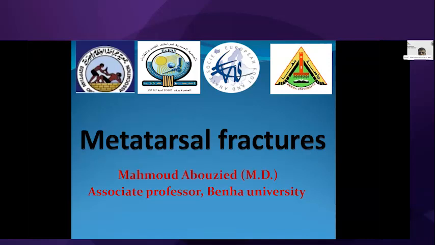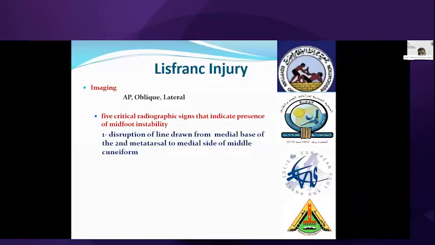We will talk about metatarsal fractures. We will show 2 items: the Lisfranc injuries and the metatarsal shaft fractures. The Lisfranc injury, the dilemma regarding the diagnosis of Lisfranc injury. So for diagnosis, you should keep in mind that in any foot trauma, you should suspect Lisfranc injury and you should exclude Lisfranc injury. We will deal with the diagnosis and treatment of Lisfranc injury.